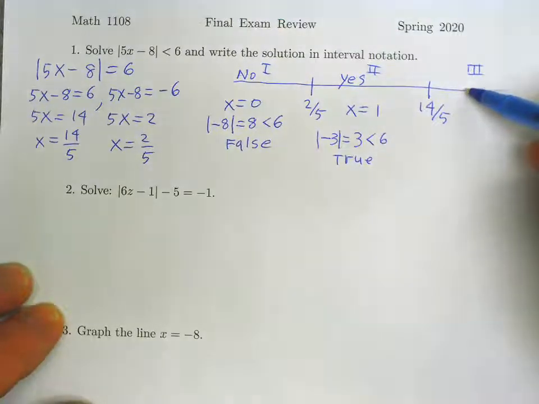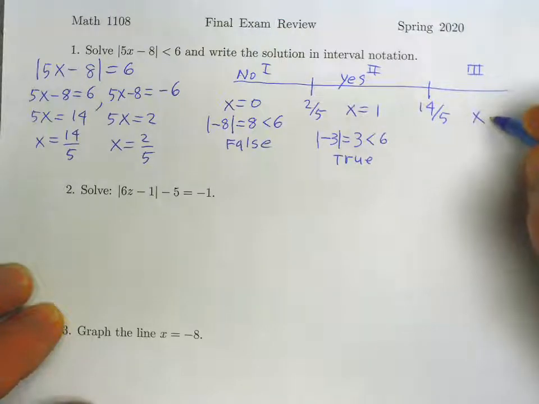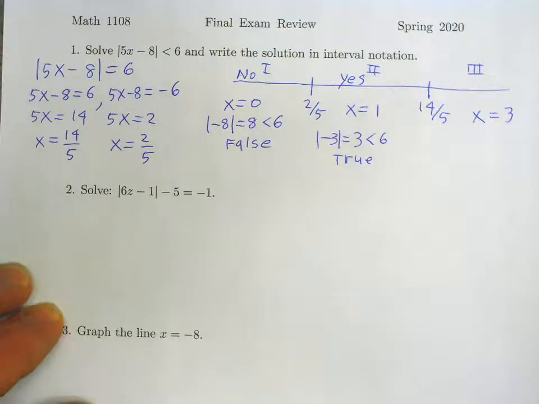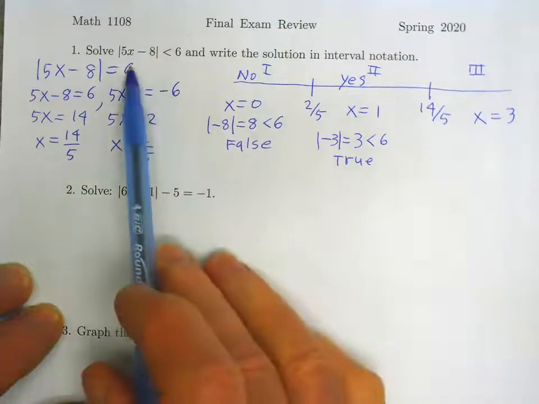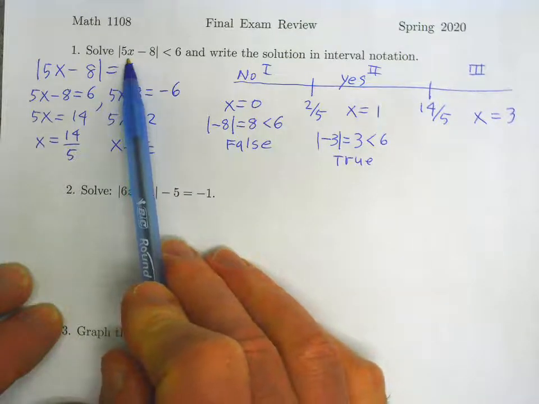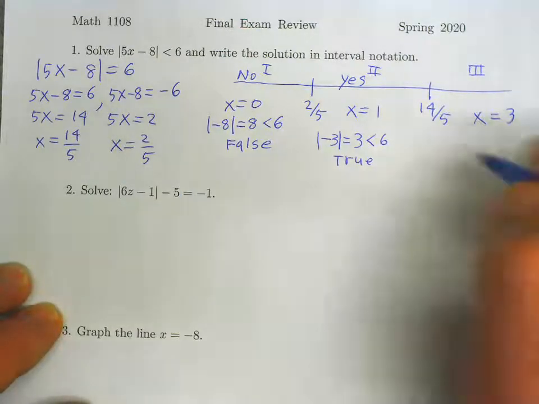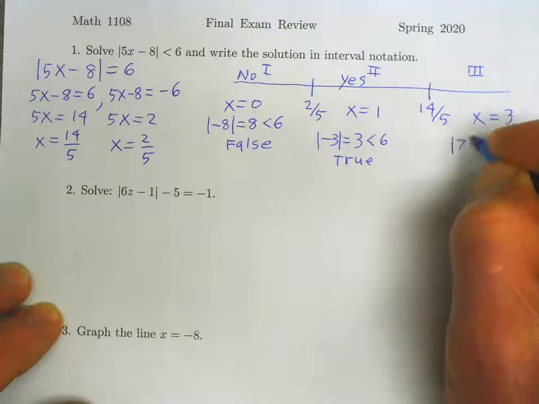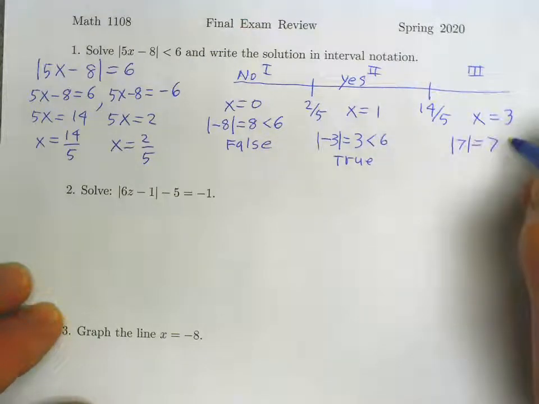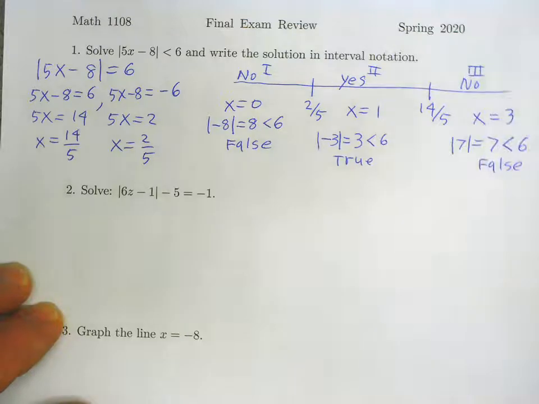And then in the third interval, pick a number bigger than 14/5. 3 is a number bigger than 14/5. And then in the inequality, replace x with 3. 5 times 3 is 15. 15 minus 8 is 7. And the absolute value of 7 is 7. But the inequality, 7 less than 6, is false. So none of the numbers from 14/5 to infinity are solutions.